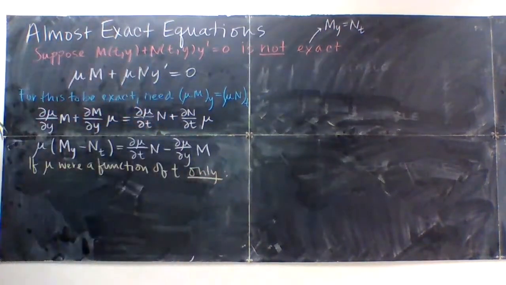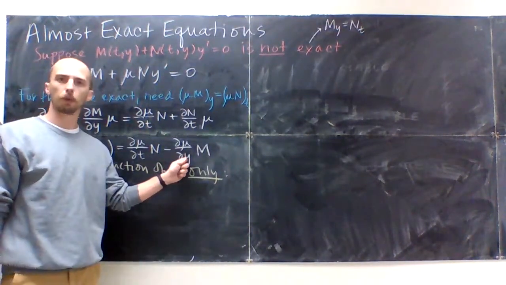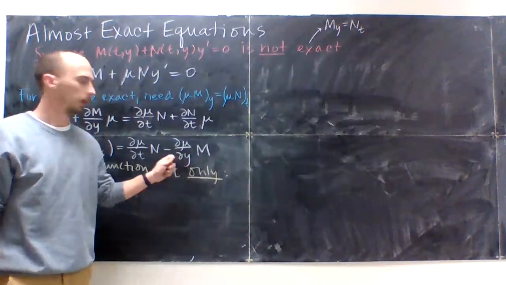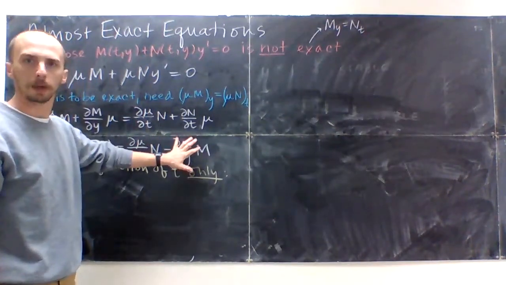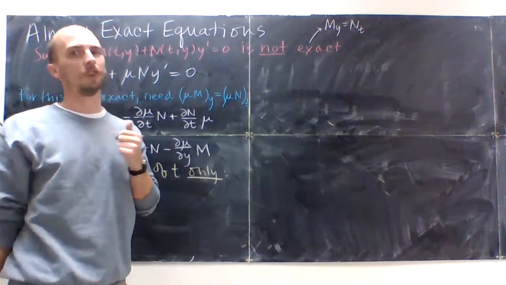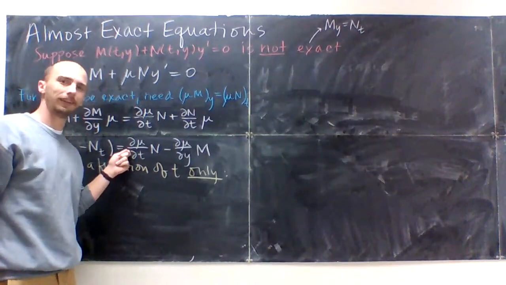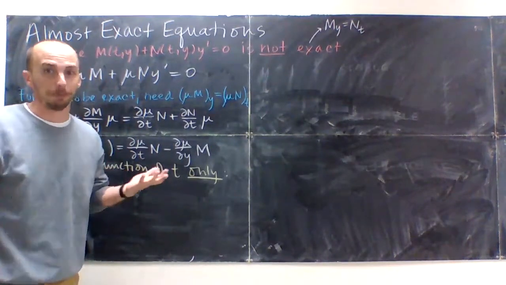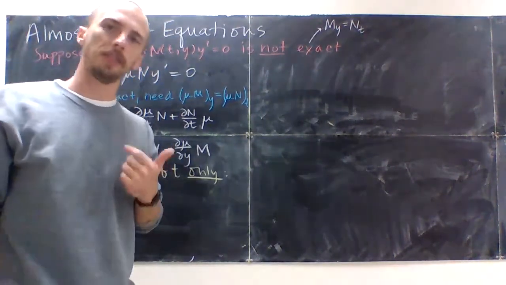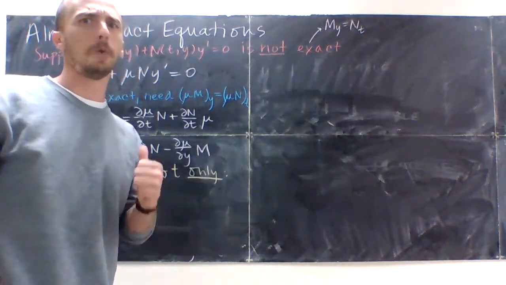Okay, if mu is a function of t only, then this would be 0, right? That partial derivative of mu with respect to y. And as a result, that whole thing would go away. Moreover, if mu is then just a function of t, then the partial derivative of mu with respect to t, I mean, you could say it, but you could also say it's the derivative of mu with respect to t, like in the Cal 1 sense.